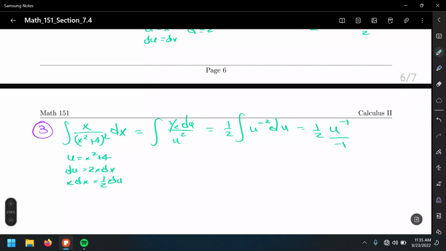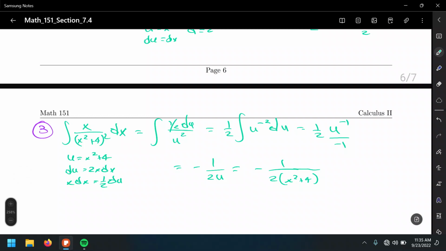Let's clean this up. Number one, positive over negative is negative, and u to the negative 1, send it to the denominator as 2u, which is negative 1 over 2 times u, which is x squared plus 4. So score on number 3.